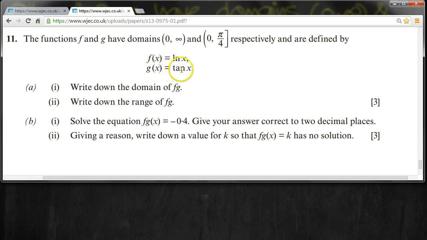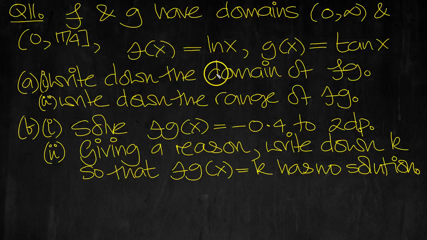Okay, here's the question then. I've got it summarized here. Okay, write down the domain of f composite g. Well, the domain will be the domain of g, wouldn't it? And the domain of g is this here, 0 to pi over 4.